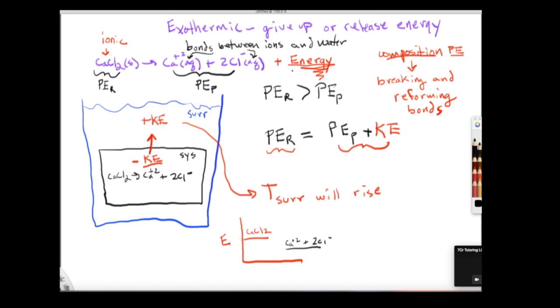All right, and we could call this platform E1. This is the energy, the potential energy of the reactants. And then if I draw a line over here, this is going to be E2. So the potential energy of the products is less than the potential energy of the reactants. Now, what I'm going to do is shift to the opposite example.